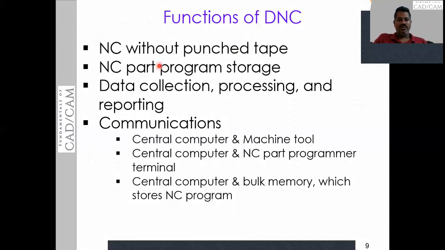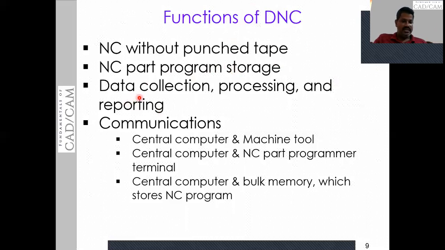To avoid that problem, DNC, as in the case of CNC, is going to avoid the punch tape or punched card. The main function of DNC is not to use the punched card or punched tape. The other function is part program storage. That means this DNC must have more memory to store more number of programs. It must have bulk memory to store the programs.